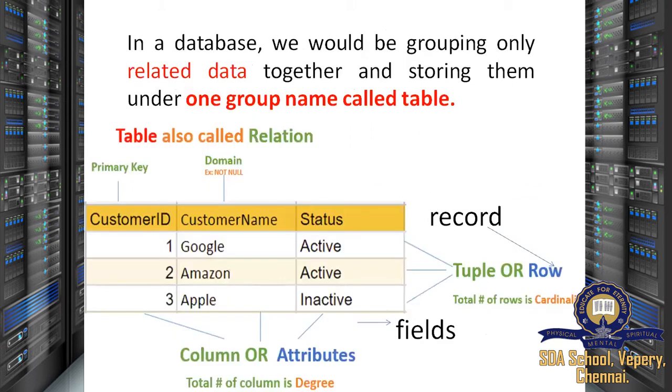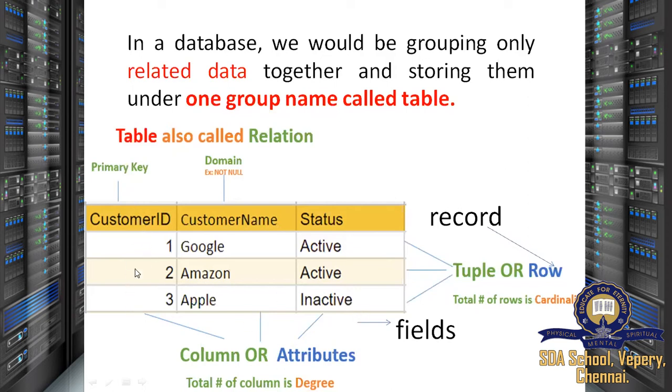I said you will be grouping together all the data and storing them in form of table. So table structure is known to you. When you look at the table structure, it is nothing but combination of rows and columns, right? In DBMS, we can call table as relation of data. So when you look at the table structure, it contains rows and it contains columns.